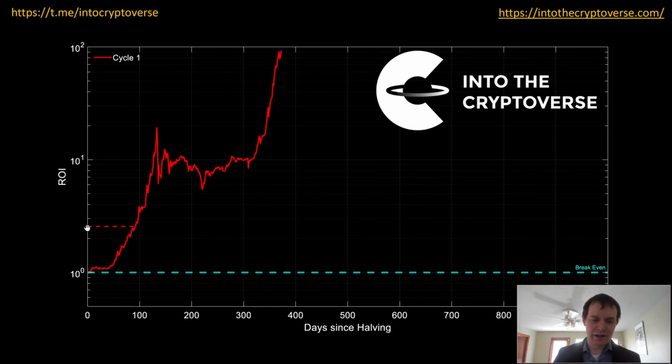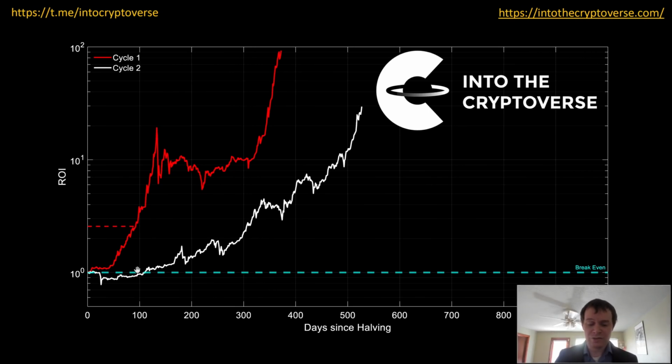This dashed line shows you essentially the price corresponding to the previous all-time high. So how long did it take to get back to that point? You can see it took maybe about 80 days or so. I know that I'm not plotting ROI, but this corresponds to the price it would have been to get to the previous market cycle peak.